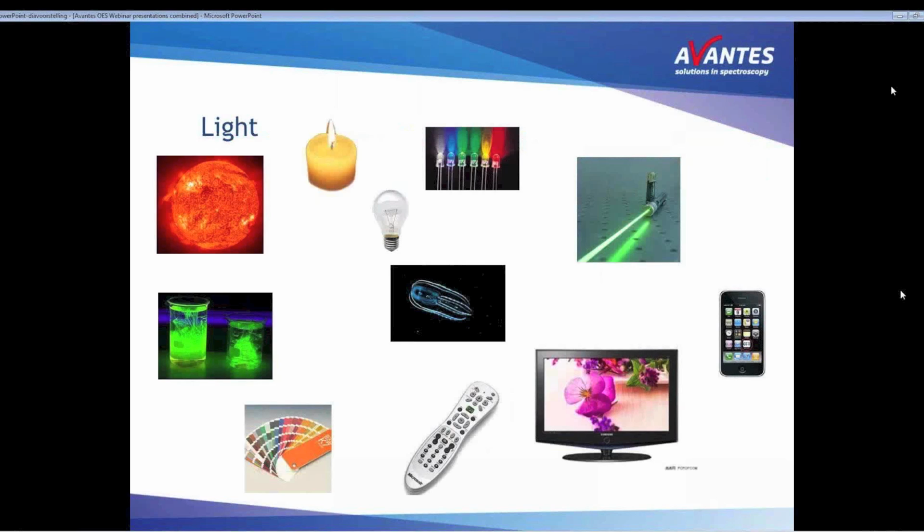Light is around us in many forms. It can be used in a romantic candlelight, or the LEDs on your equipment, or the incandescent light bulb, or perhaps the lasers in the DVD player or the CD player, but also in plasmas like the sun. Light is all around us.